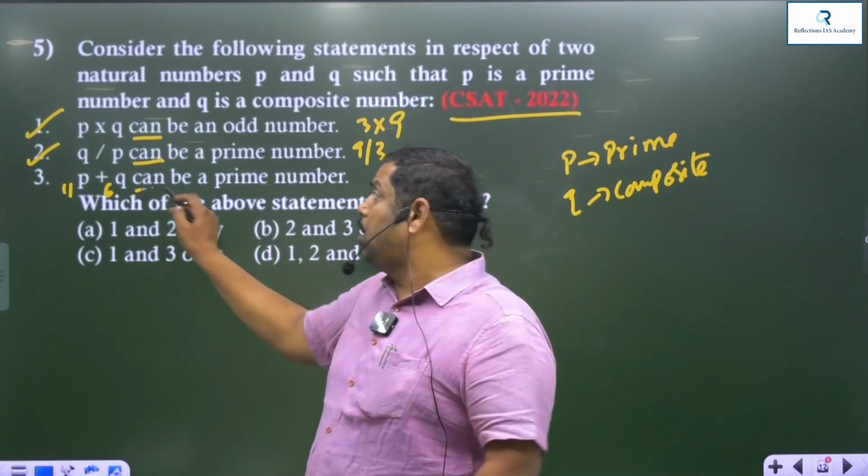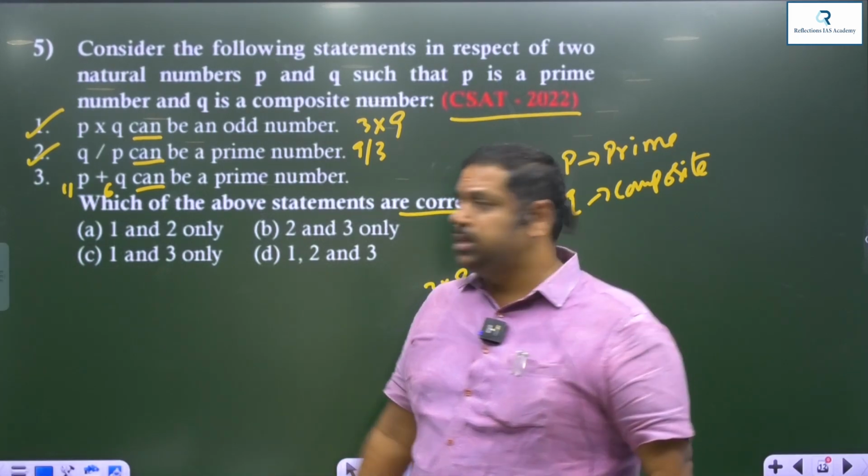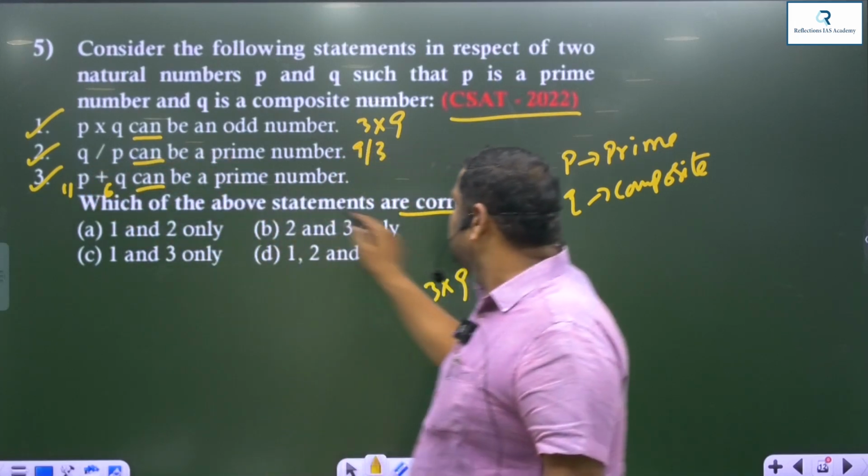Again, he is not asking that you have to prove that it should be a prime number. He is saying that it is a possibility. Yes or no? Yes, it is. So third one is also correct. So he is asking only correct ones, right?